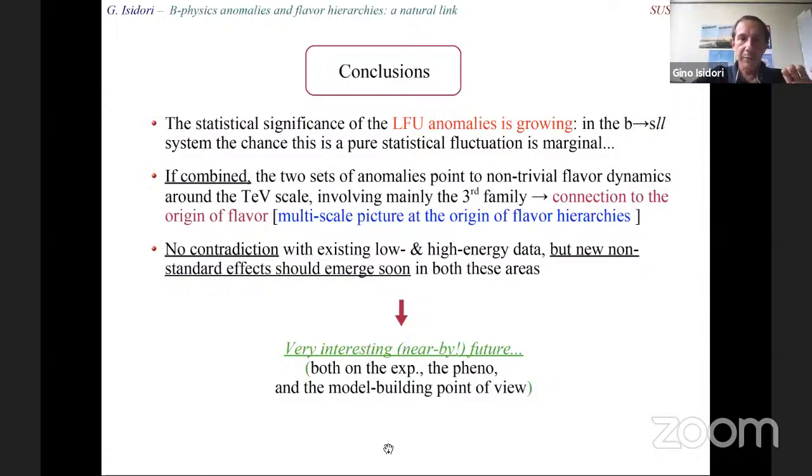And I think these two anomalies really point to some new dynamics, non-trivial from the point of view of flavor, coupled mainly to third generation. And I think it's very interesting, both for the low energy searches and also for the high energy searches. Okay, thank you. Sorry for being a bit over time.